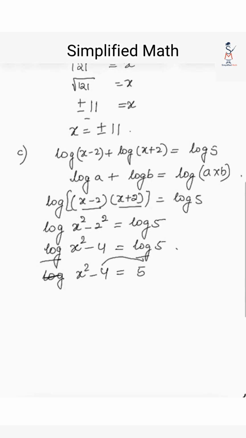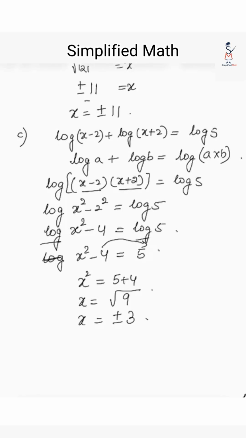So minus 4 goes to the other side and it becomes 5 plus 4. X square is 5 plus 4. So x square is 9. So x value, what you are getting here, two values of x, plus 3 and minus 3.